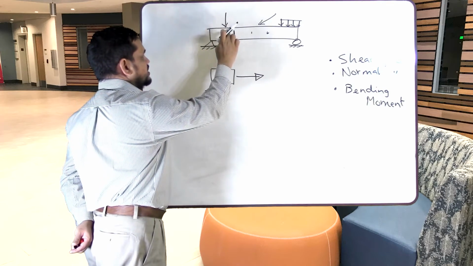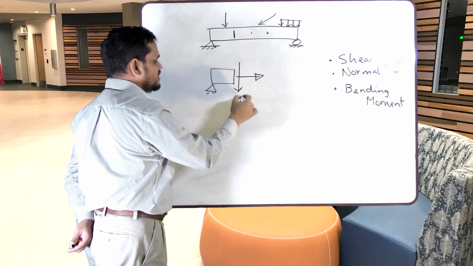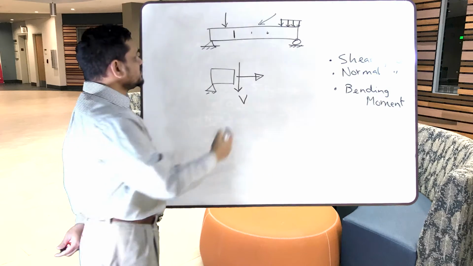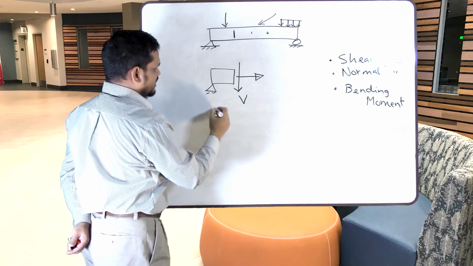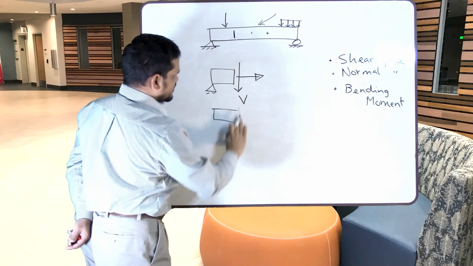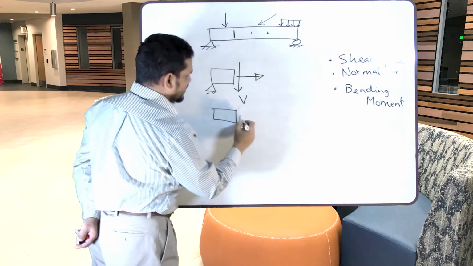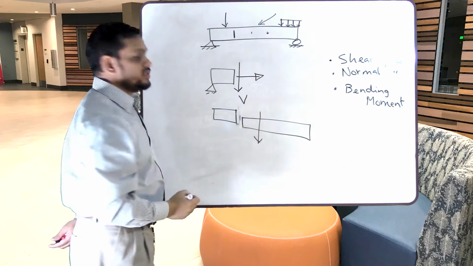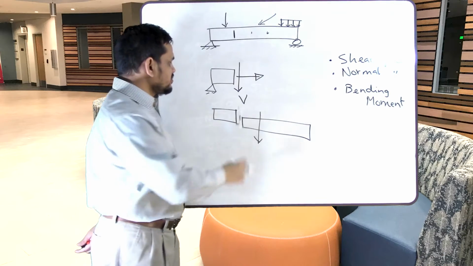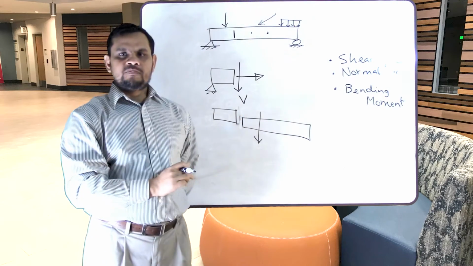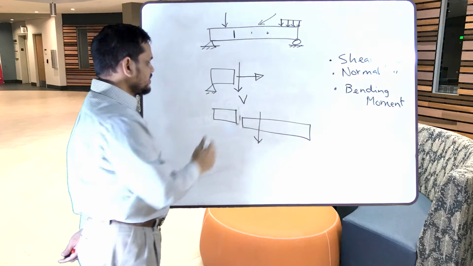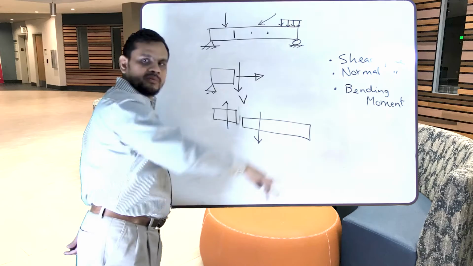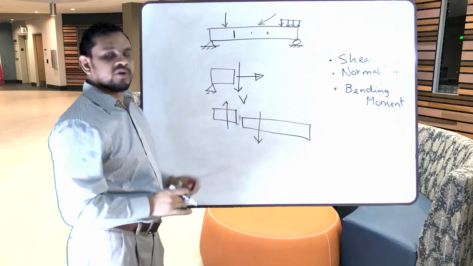Then shear force. Shear force we assume this way is positive. Now what does this mean? This means that this section will remain here, and the other part of the beam will move down. This assumption we consider positive. That means this part will stay here, the other part will go down this way. Then we call it positive.